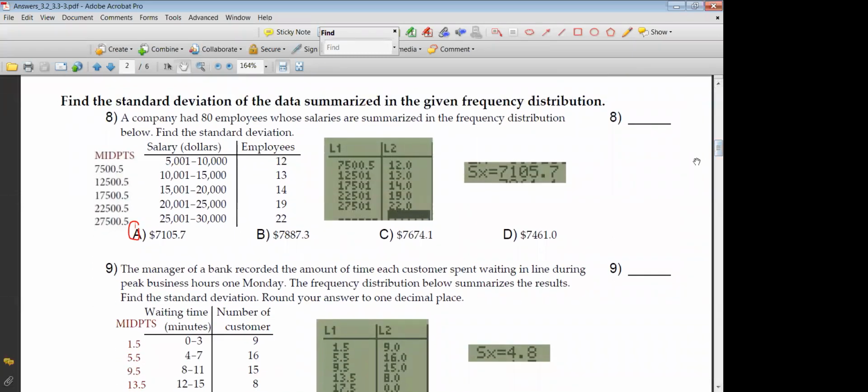Here we go. My favorite friend, frequency distribution. And once again, these are the same numbers as we had in the previous one. You got to find a midpoint. You're going to put these values into list 1. You're going to put these into list 2. There's no other way you're going to get the right answer.